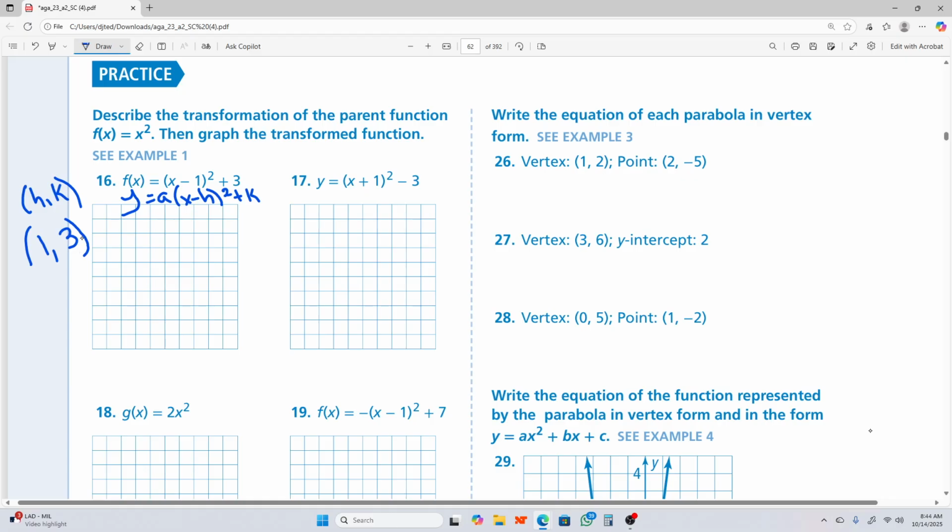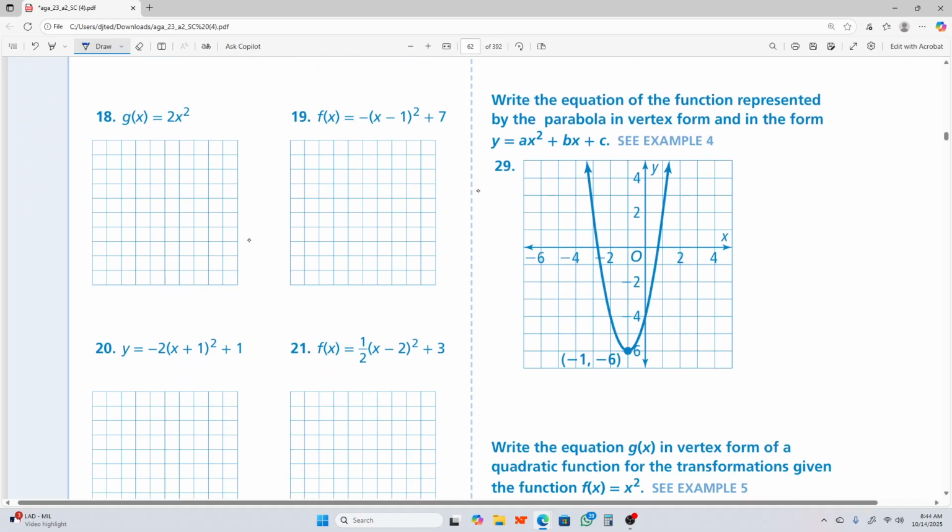Then I asked you to tell me if the parabola is facing up or facing down. So if we look here at a, since we have nothing showing, we've got an invisible 1, and that's positive or negative? Positive. So our parabola is facing up, like a U, not a U-turn. Okay, so like this.